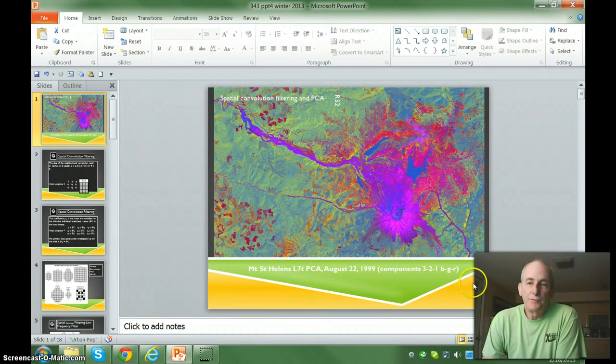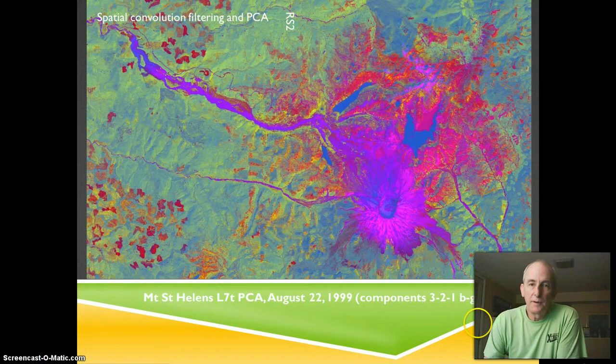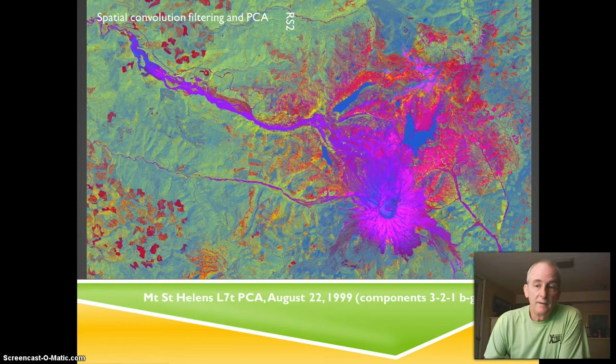Spatial convolution filtering in principal component analysis. Just a few words about this here as we're getting close to the end of the evening. This is a 3-channel color composite from a principal component analysis of Mount St. Helens Landsat 7 TM from August 22nd of 1999.